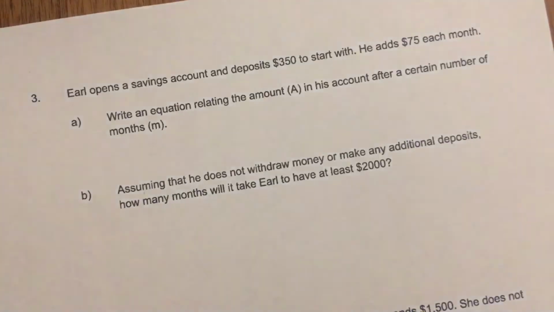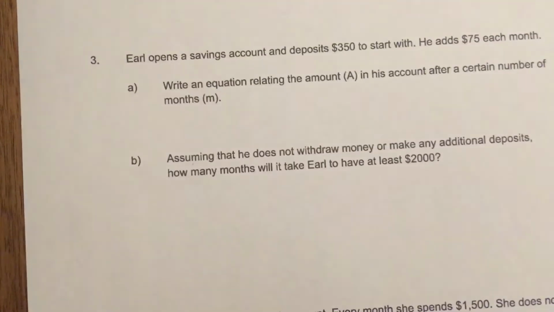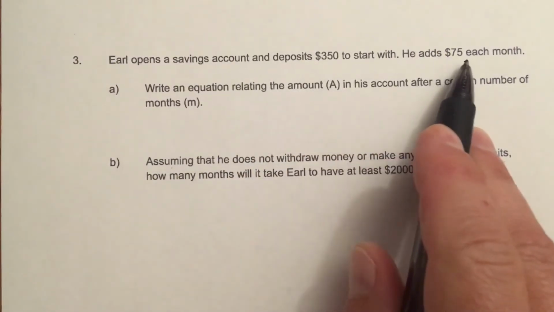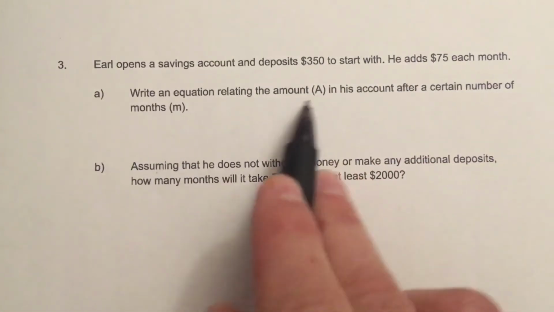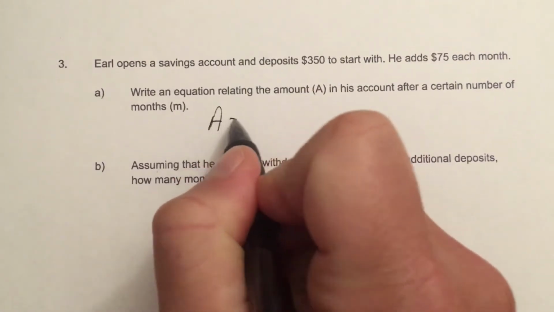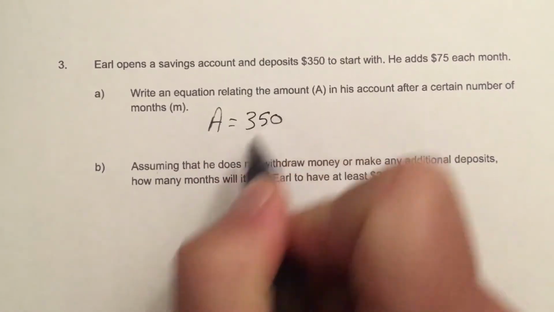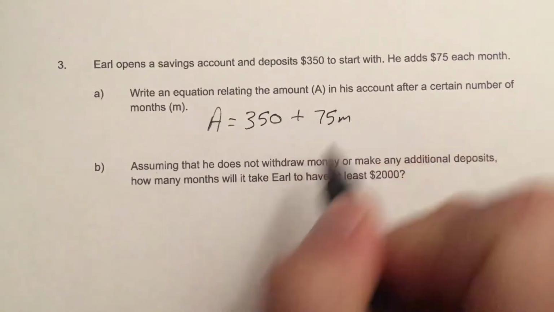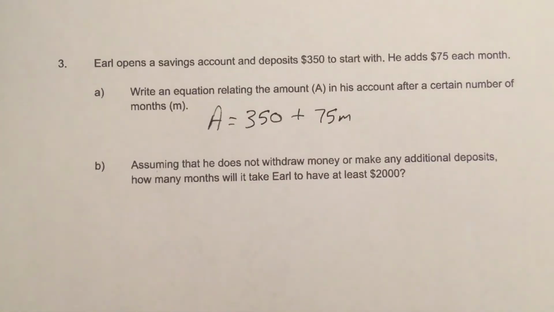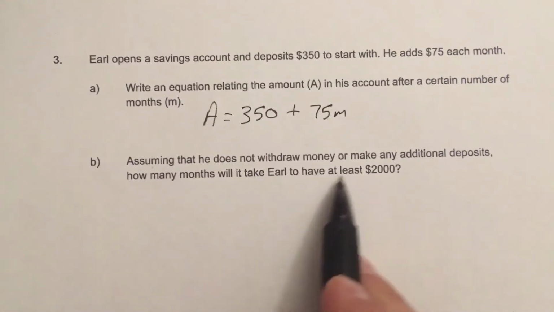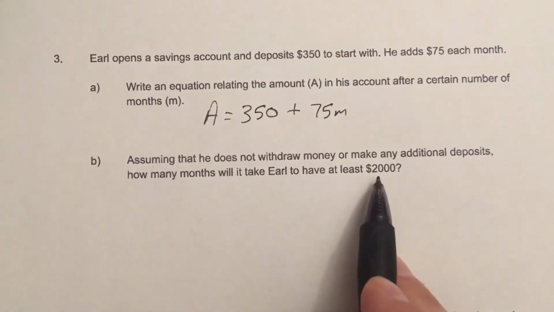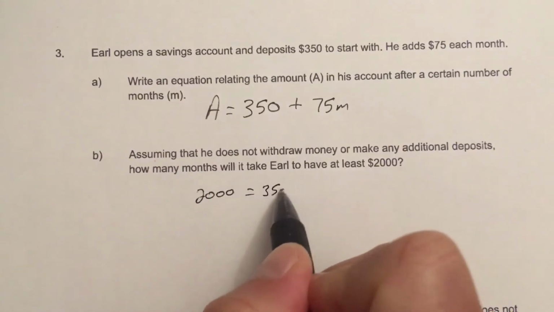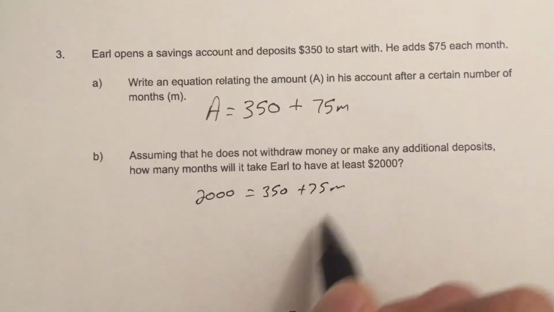All right, for number 3, it says Earl opens a savings account with $350, and he adds $75 every month. So we want an equation for the amount. Well, his amount started at $350, and he's adding $75 every month. So that would be our equation. Assuming he doesn't withdraw or do anything, when is he going to have $2,000? So we'll put 2,000 equals 350 plus 75m.